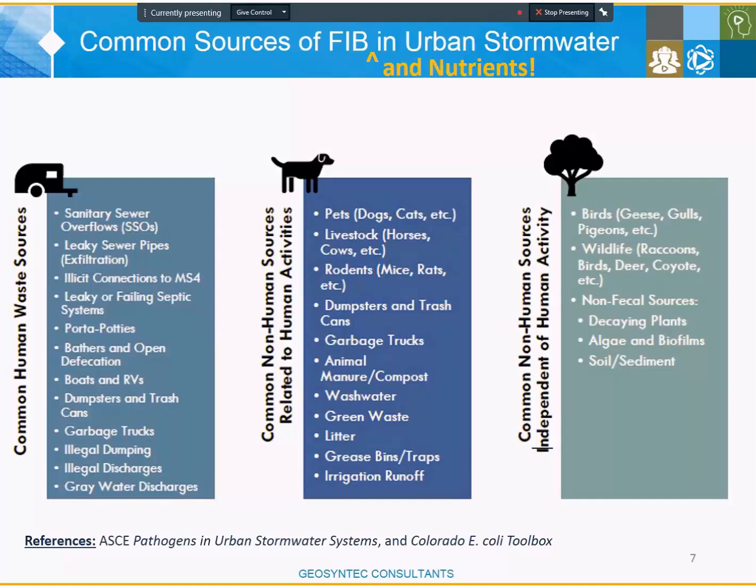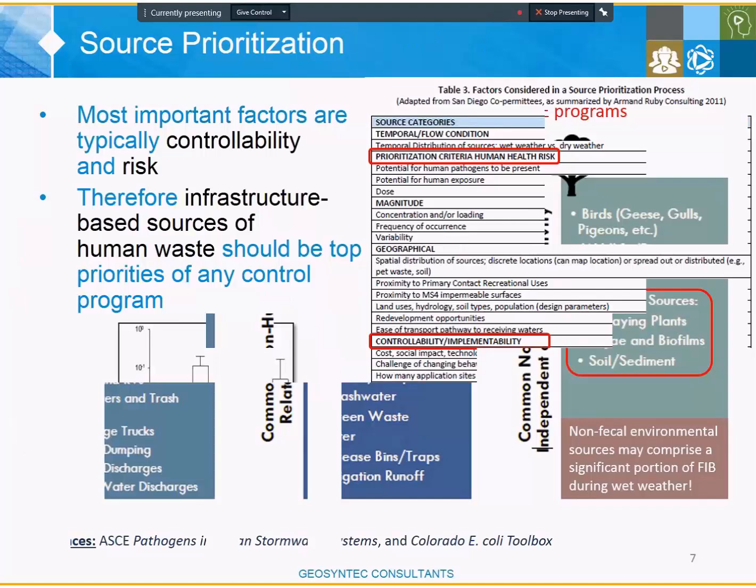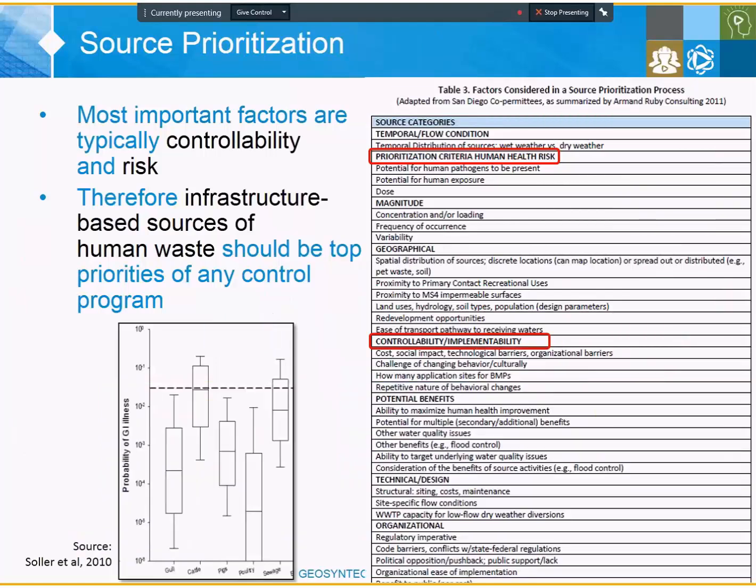So understanding your sources, that's the first step of any process for bacteria control planning. Moving on, once you know your sources, prioritizing them for planning your controls is the second step. We typically do that based on a number of different factors, which are documented in the Colorado and ASCE guidance manuals. But the most important factors are typically controllability and risk.